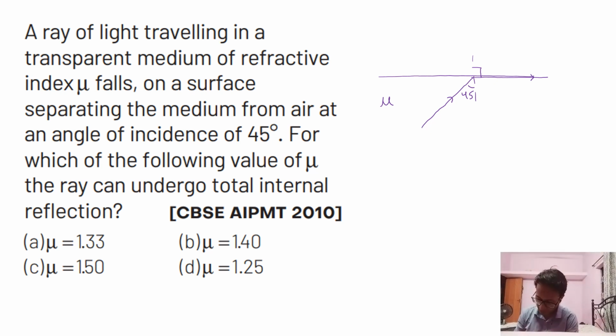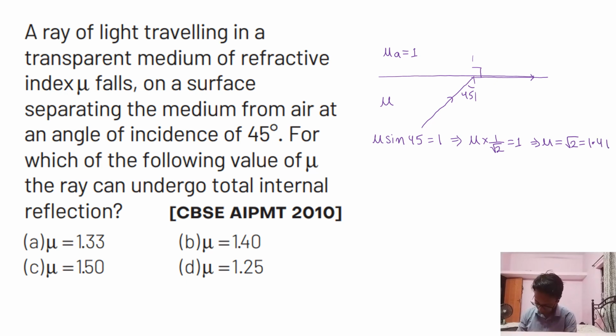So just at the beginning of total internal reflection, can I say mu of sine 45 is equals to, what is this medium? Mu of air, which is equals to 1, or 1 sine 90, or 1 into 1 because sine 90 is also 1, or mu into 1 by root 2 is equals to 1, or mu is equals to root 2, which is equals to 1.41.